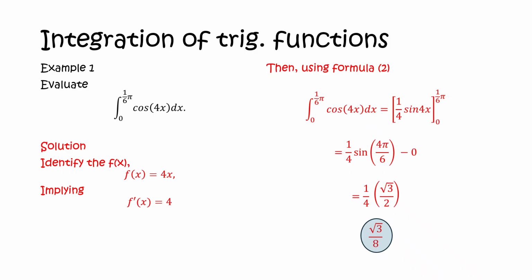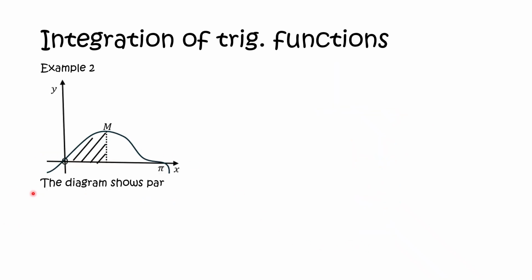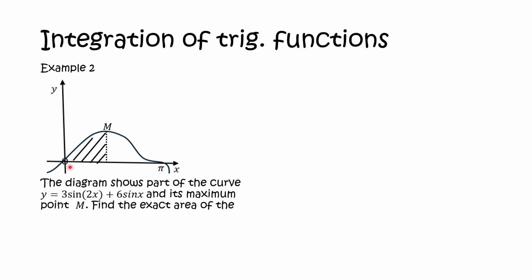Great. Let's move on to example 2. With example 2, we have the diagram, or the graph, over here. In this graph, we see that it passes through the origin and has a maximum point M before it goes on to intersect with the x-axis at pi. The diagram shows part of the curve y equals 3 sine 2x plus 6 sine x and its maximum point M. Find the exact area of the shaded region.